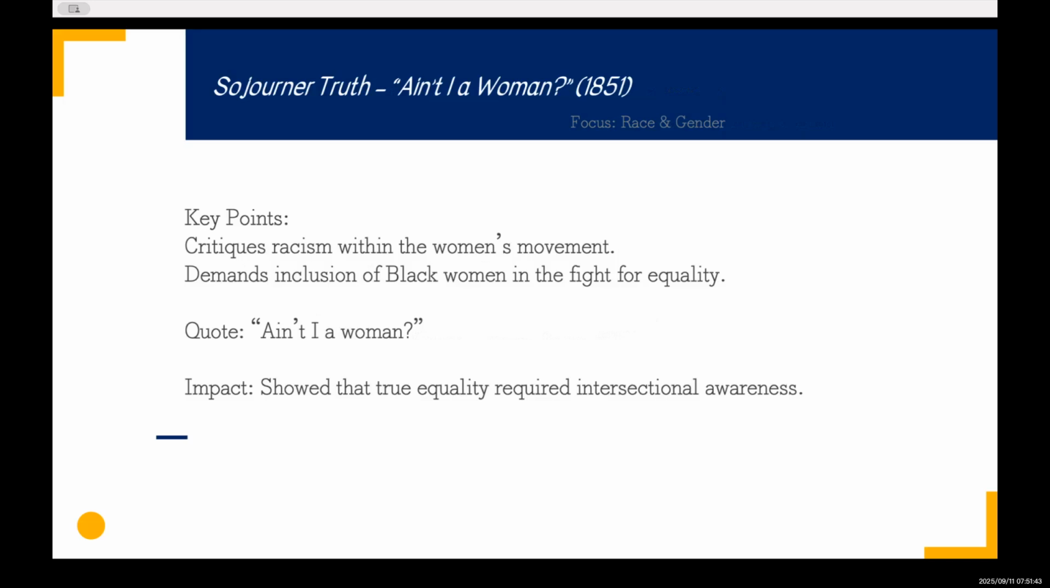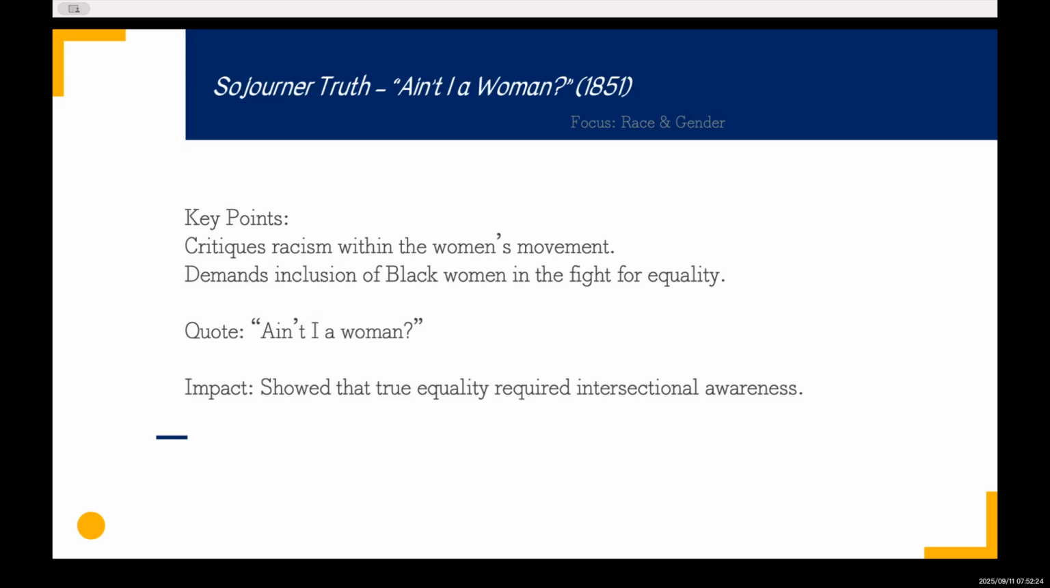Now let's move to our fourth source, a short but unforgettable speech by Sojourner Truth titled "Ain't I a Woman?" delivered in 1851. Truth was a formerly enslaved black woman, and she challenged both racism and sexism in one bold speech. She pointed out that while white women were demanding gentleness and protection, black women like her were working in fields and being whipped like men.